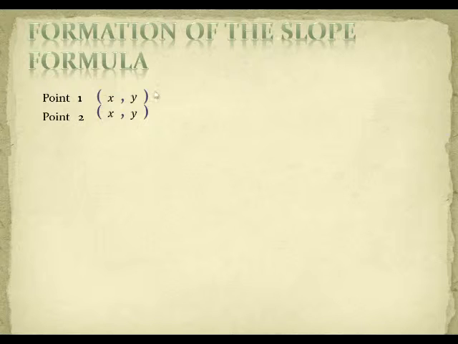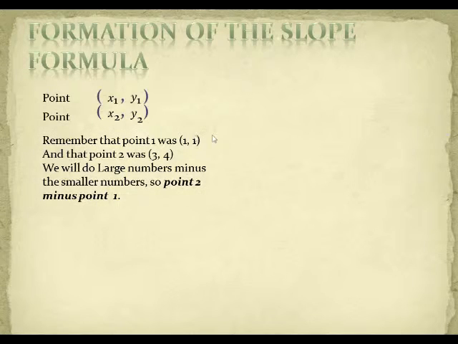The problem I see here, however, is I get 2 x values and 2 y values. I need to be able to tell them apart later on. Since the top one belongs to point 1, I'll call them x1 and y1. Since the bottom values belong to point 2, I'll go ahead and call those x2 and y2. So, quick reminder. Point 1 was the same as the coordinate 1, 1. Point 2 was the same as coordinate 3, 4.